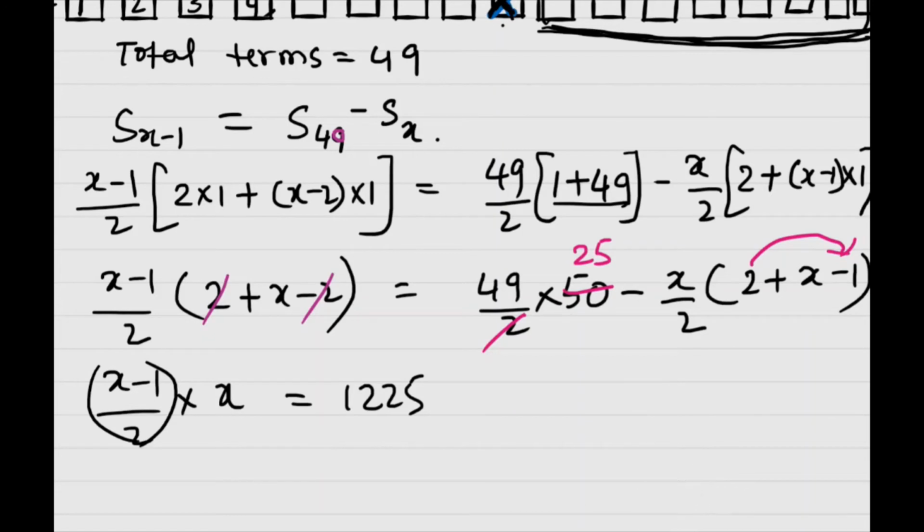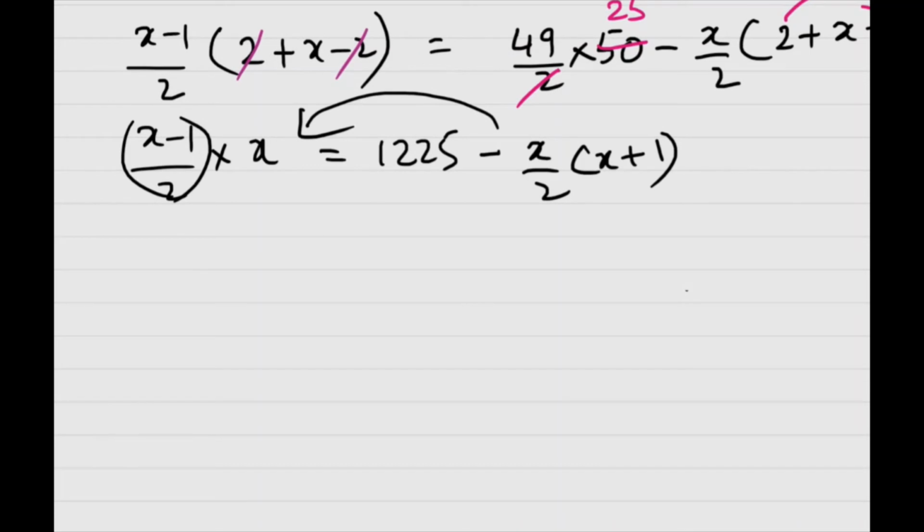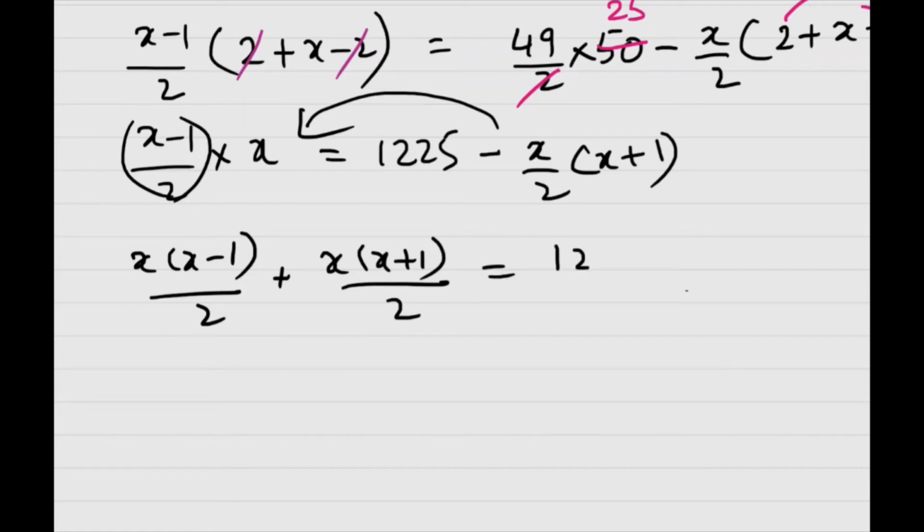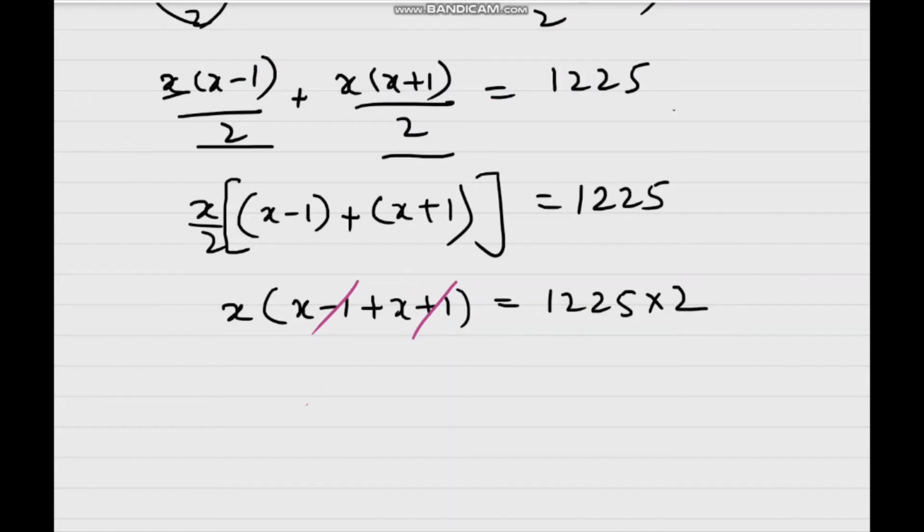minus, now see, minus x by 2 into this one is x plus 1. Now see, bring this equation this side. Okay, so let us see what we are going to get. So x into x minus 1 by 2 plus again x into x plus 1 by 2 will give you 1225. If you notice, you can see that x by 2 is common.